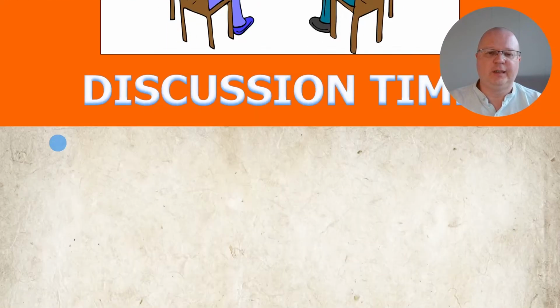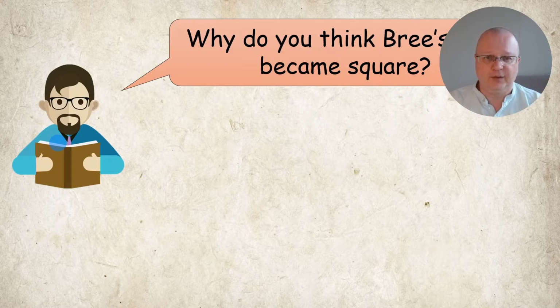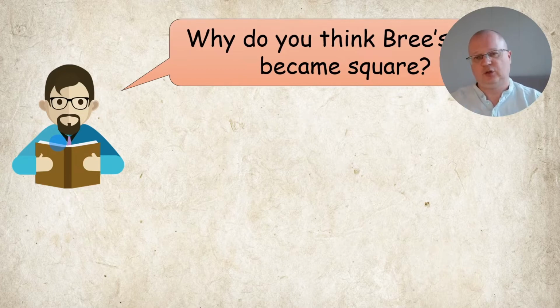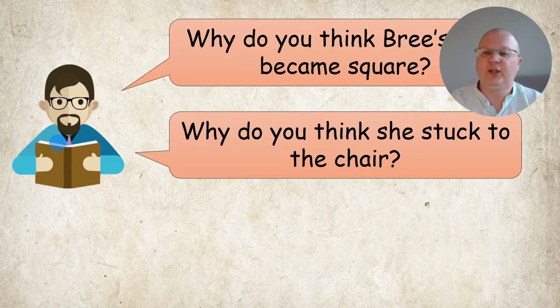Next exercise is discussion time. This is where you involve the whole class. Question 1. Why do you think Bree's eyes became square? And try to brainstorm it together with your students and make sure they give you full responses. Maybe they could say, Bree's eyes became square because she watched too much TV, for example. Next question. Why do you think she stuck to the chair? Brainstorm it with the students. She stuck to the chair because the movie was very interesting. Or she stuck to the chair because she really liked watching TV.